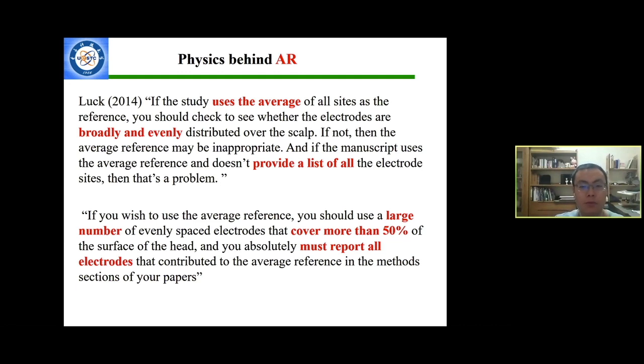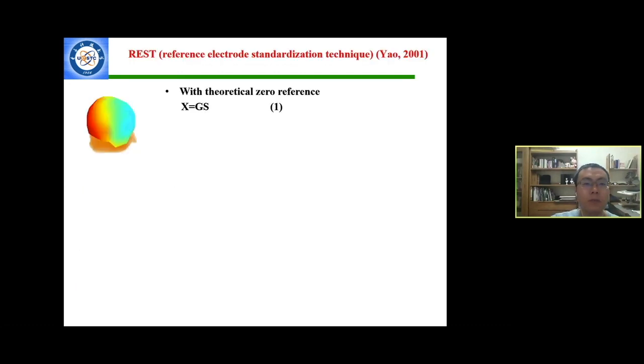If you wish to use the average reference, you should use a large number of evenly spaced electrodes that cover more than 50% of the surface of the head, and you absolutely must report all electrodes that contributed to the average reference in the method section of your papers.